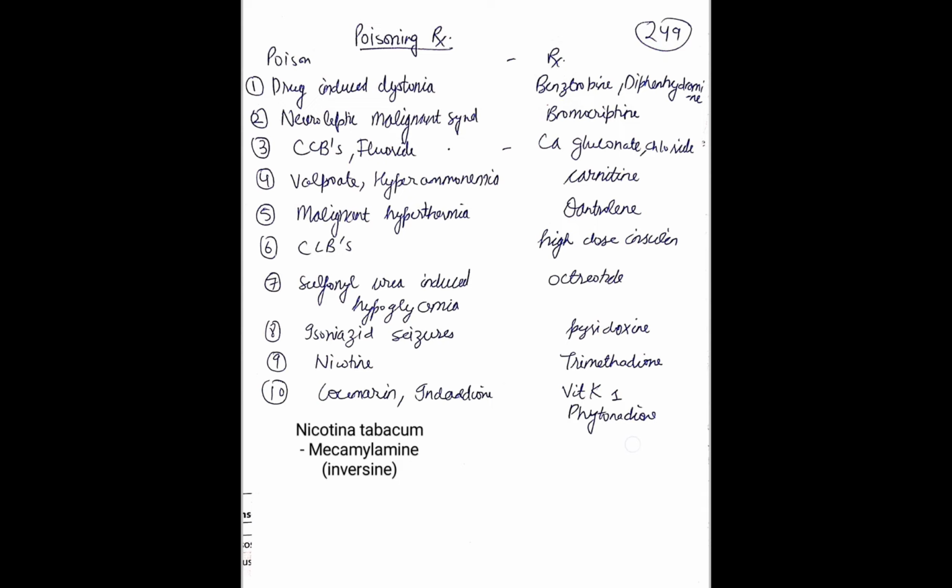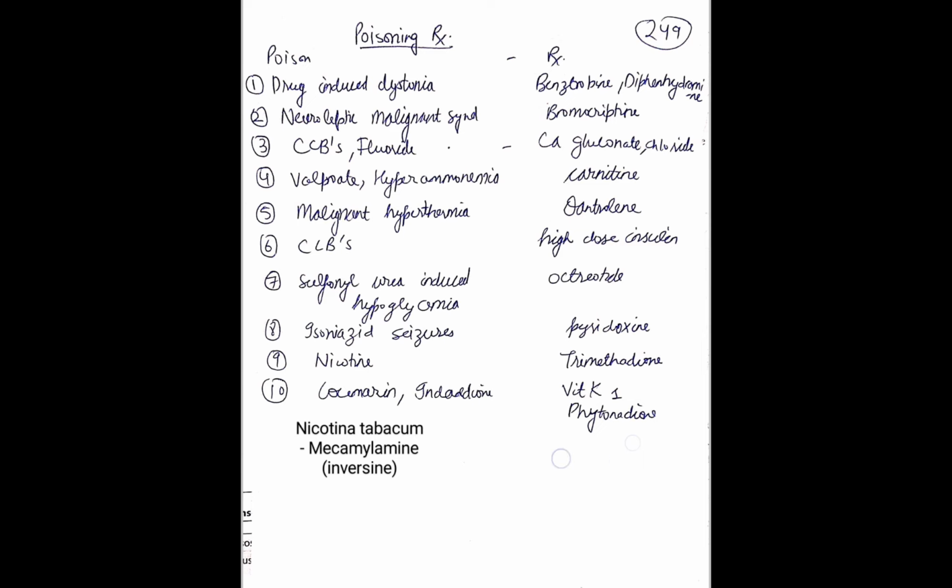Neuroleptic malignant syndrome, bromocriptine. Malignant hyperthermia, dantrolene. CCBs, fluoride, we use calcium gluconate and calcium chloride. Valproate, hyperammonemia, carnitine. In CCBs, high dose insulin can also be used. In sulfonylurea induced hypoglycemia, octreotide. Isoniazid seizures, pyridoxine. Nicotine, trimethadione and mecamylamine. And coumarin, that is warfarin type drugs, we use vitamin K1, phytonadione.